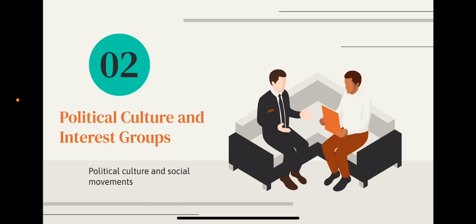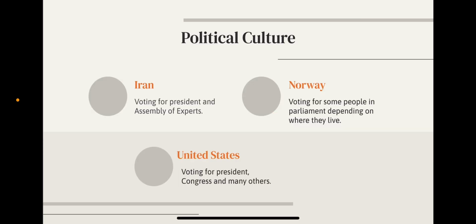So now we have political culture and interest groups. For political culture, in terms of Iran, Iranian citizens are allowed to participate in their government by voting for who becomes the president. But the supreme leader, who is that religious figure, is not voted for. So they only get to vote for president.